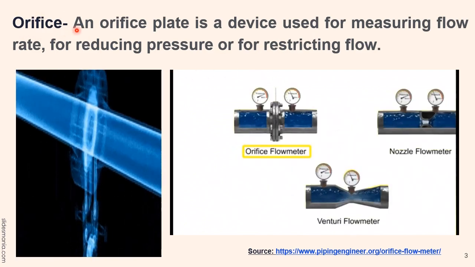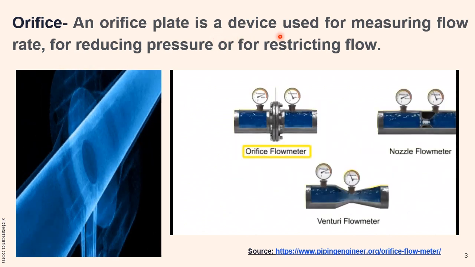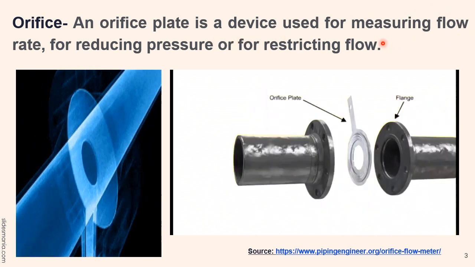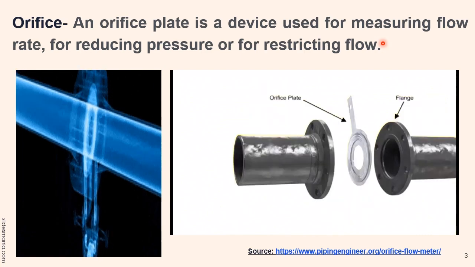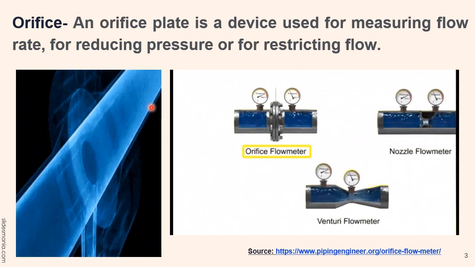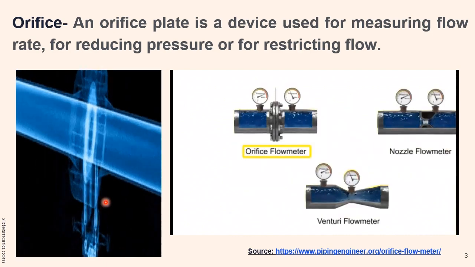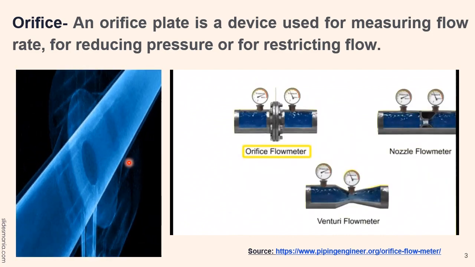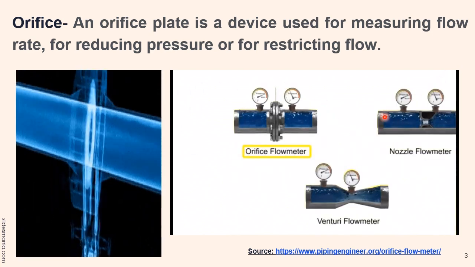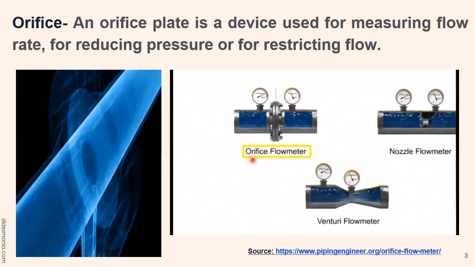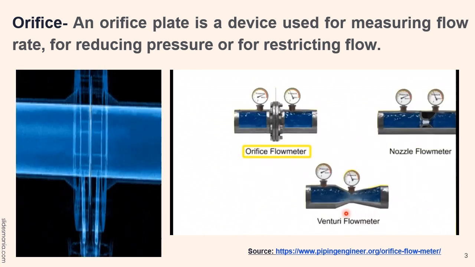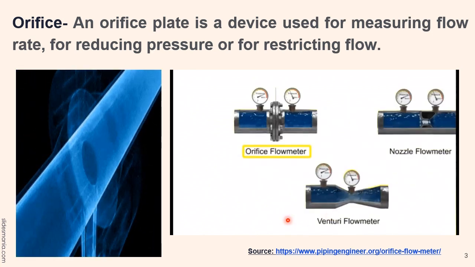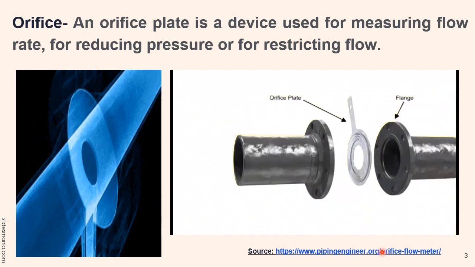So what is an orifice? An orifice plate is a device used for measuring flow rate or for reducing pressure or restricting the flow. As you can see in this illustration, this explains how an orifice could be a good help in a tube or in a pipe. Meanwhile, this illustration explains the differences and the function of the orifice flow meter, nozzle flow meter, and venturi flow meter. For more informative videos, you may visit this link below.